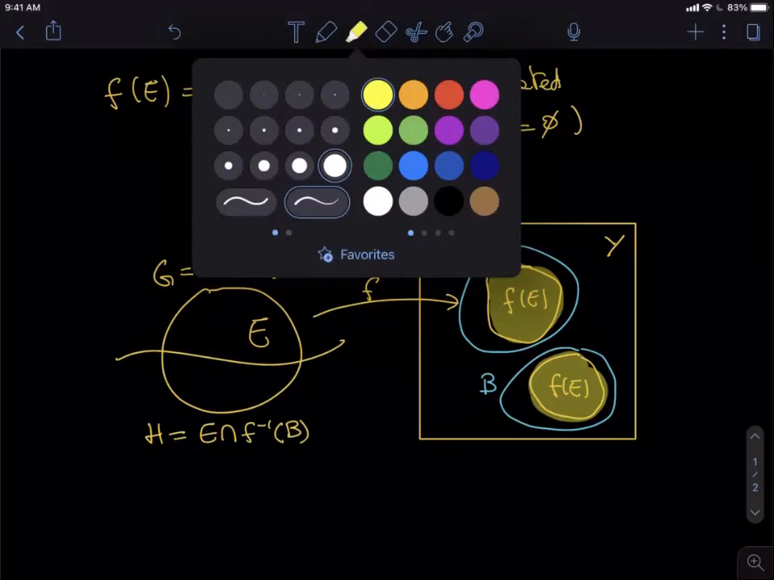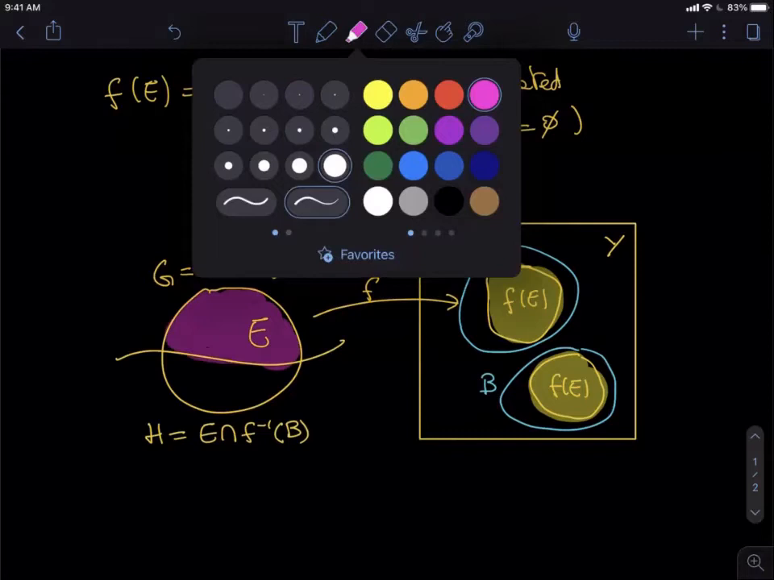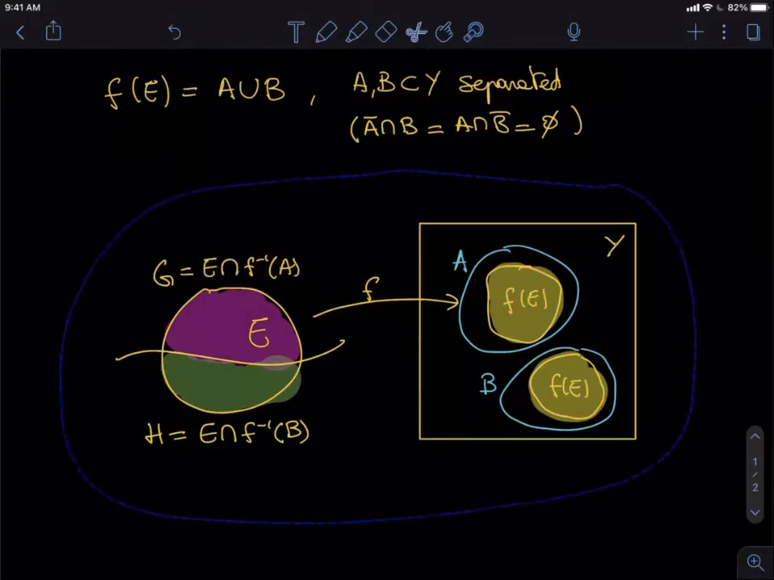Let's say this one, and then this one. And then when we apply our function f, the top part, G, goes to inside A, the piece of f of E inside A, and the bottom part goes to B. This is, of course, idealized, but it's just so that we get an idea of what's going on. That's a way of saying the picture is completely wrong, but we get the right idea from it.